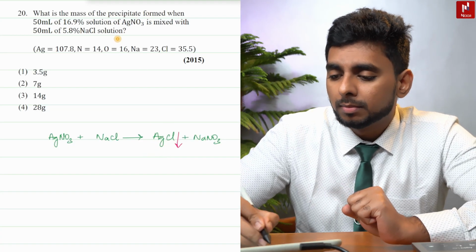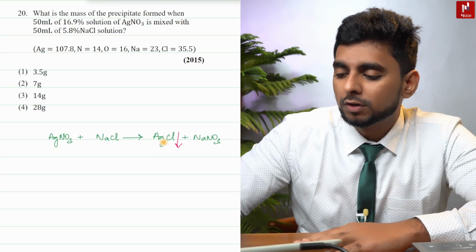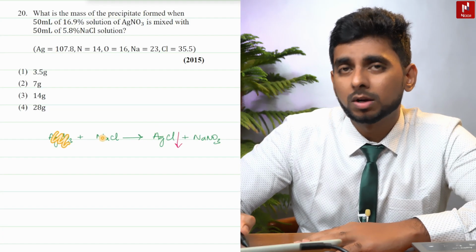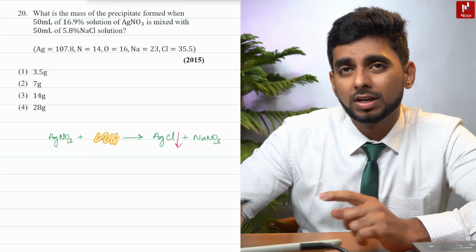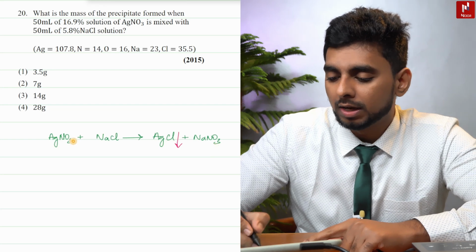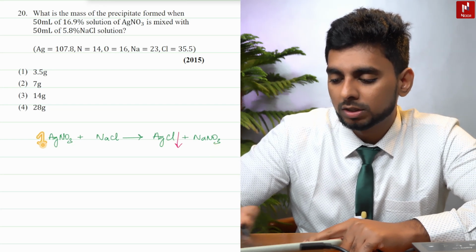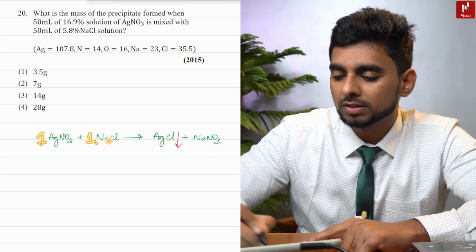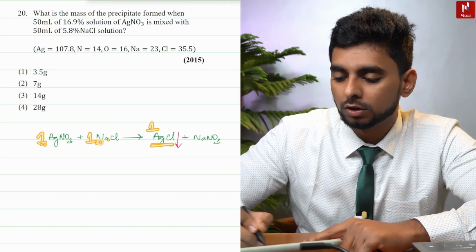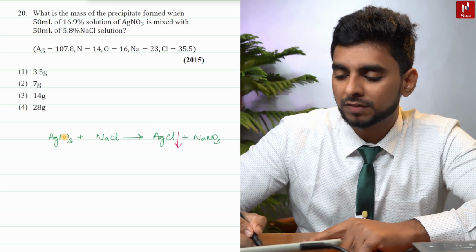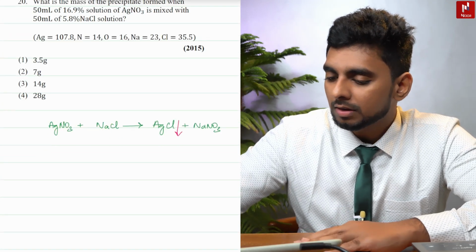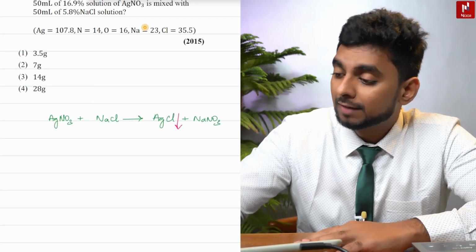They are asking us to find the mass of the precipitate, right? If I have to know the mass of the precipitate, first I should know what moles of AgNO3 were there, what moles of NaCl were there. If those two combine, you will end up getting AgCl and NaNO3. If 1 mole of AgNO3 was there and 1 mole of NaCl was there, those two will combine and produce 1 mole of AgCl, right? So first I should know the moles of AgNO3 and NaCl present in the solution.